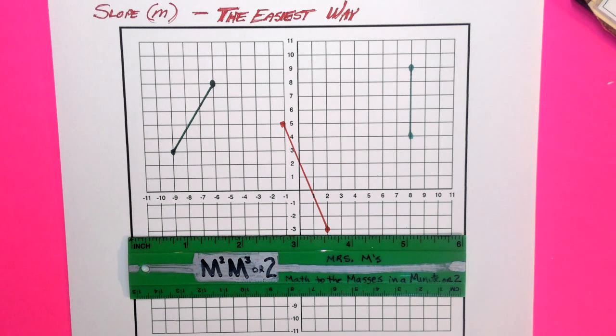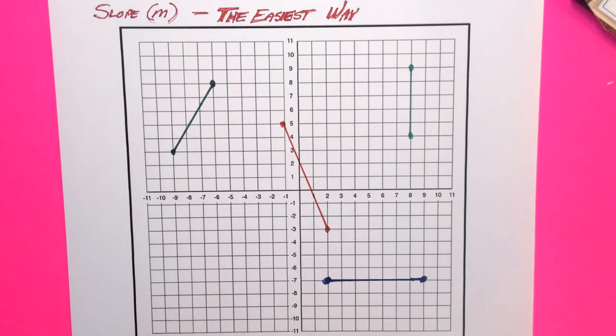So here's another episode of Mrs. M's Math to the Masses, in a minute or two about slope the easiest way.